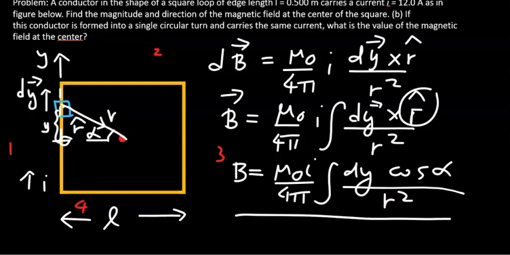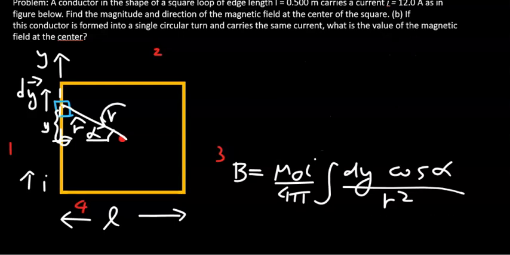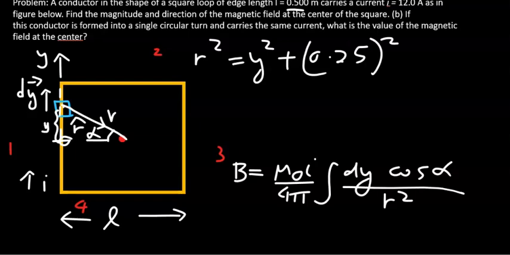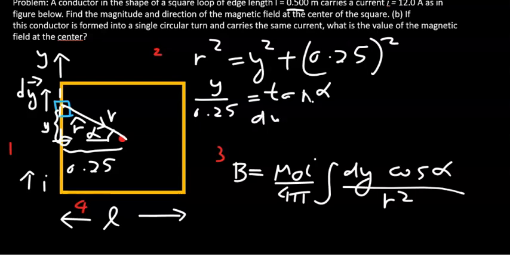So let's work out this magnitude of that magnetic field. This r can be related to this y and that distance, which is L over 2, using Pythagoras' theorem. So r squared equals y squared plus (L over 2) squared. L is 0.5 meter, so L over 2 is 0.25 meter. Another thing we need to know, since this is 0.25 meter, y over 0.25 is tangent alpha, or dy is 0.25 secant squared alpha d alpha.